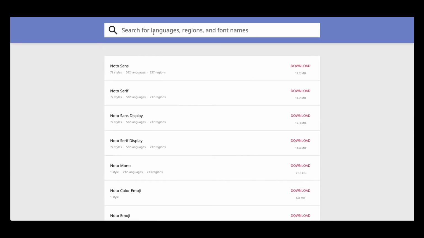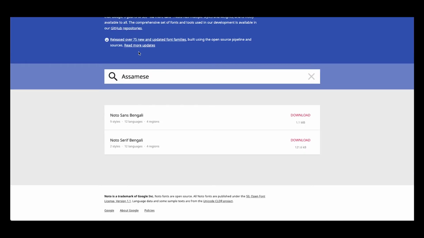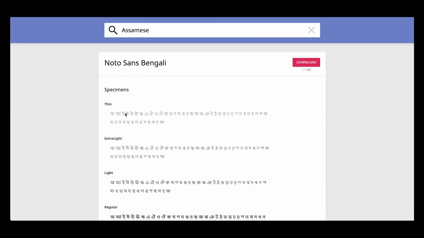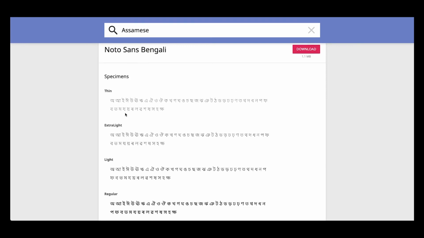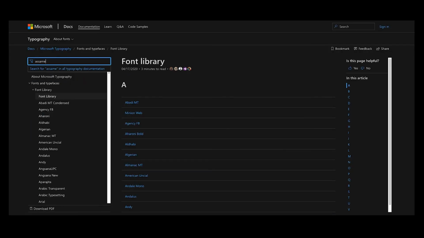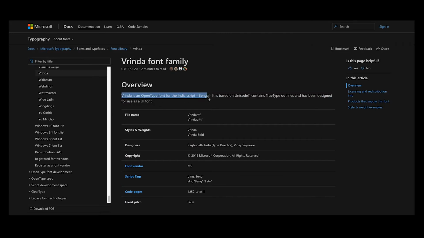When you look for Assamese, they point you to Bengali. This is because Bengali has 250 million active speakers compared to Assamese, which has only 15 million. Moreover, our scripts are almost identical with a few differences. Similarly, Microsoft has the Vrinda font family, which is also a Bengali typeface and is used alternatively for Assamese.